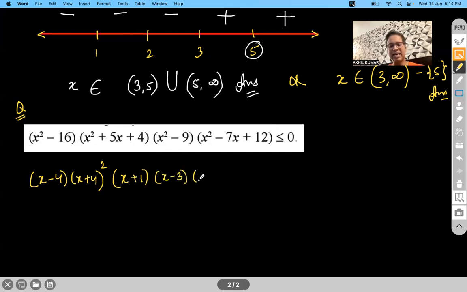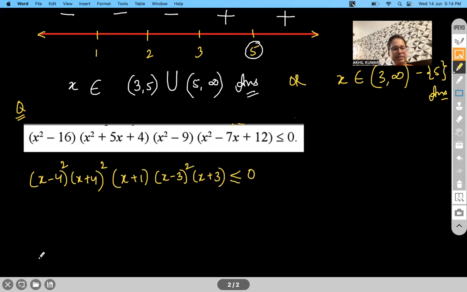x square minus 9, I can factorize as x minus 3, x plus 3. And x square minus 7x plus 12 is x minus 3, x minus 4. So x minus 4 is already there, x minus 3 is also there, so you can write the powers on them as one more. Is that okay? Any question? So indirectly, we are trying to solve this inequality. Is everybody fine with the question?